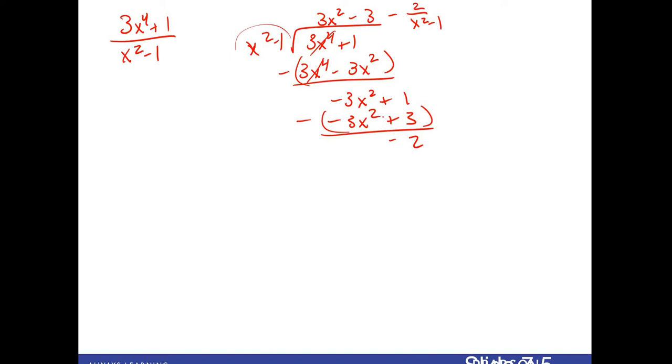Nope. What did I do wrong? Negative 3 times negative 1 is plus 3. That's right. Okay, so now, no, I definitely did something wrong. I'm confusing myself because I lost track of my slide. 3x squared.